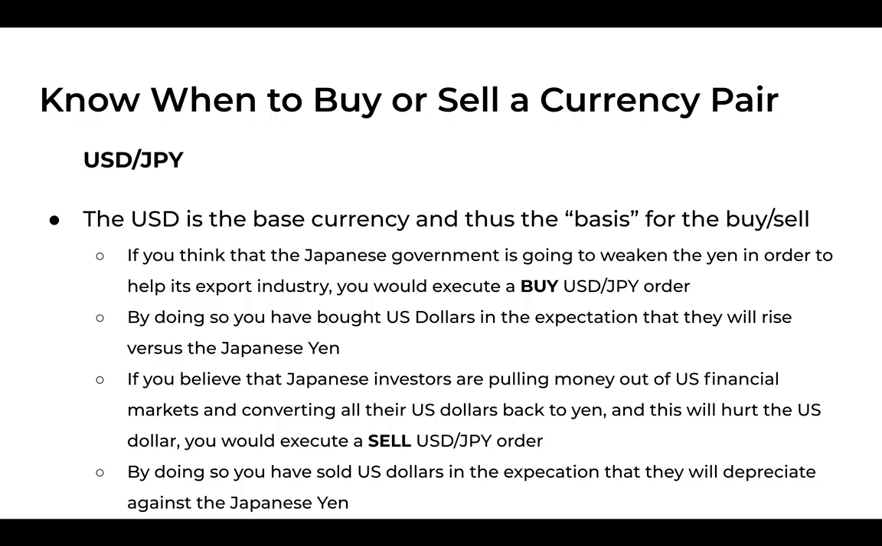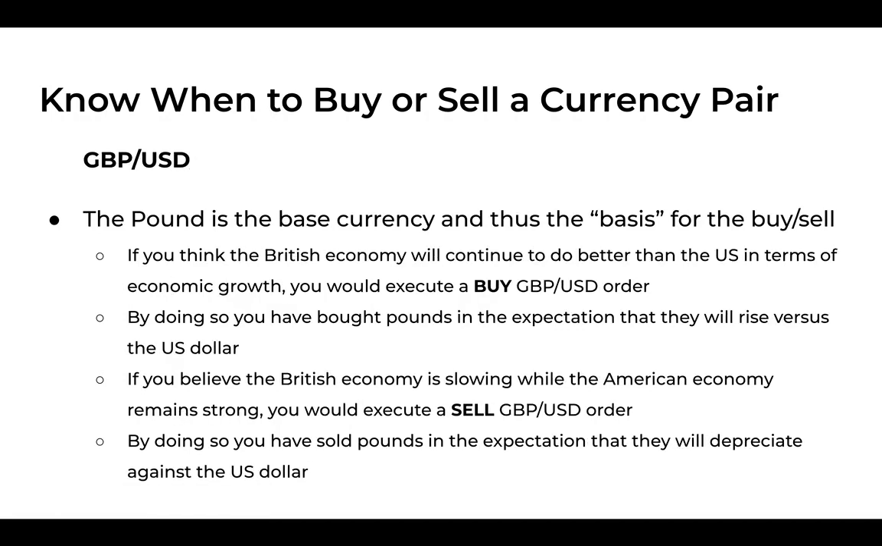If you believe that the Japanese investors are pulling money out of US financial markets and converting all of their US dollars back to yen, and this will hurt the US dollar, you would execute a sell USDJPY order. By doing so, you have sold US dollars in the expectation that they will depreciate against the Japanese yen.